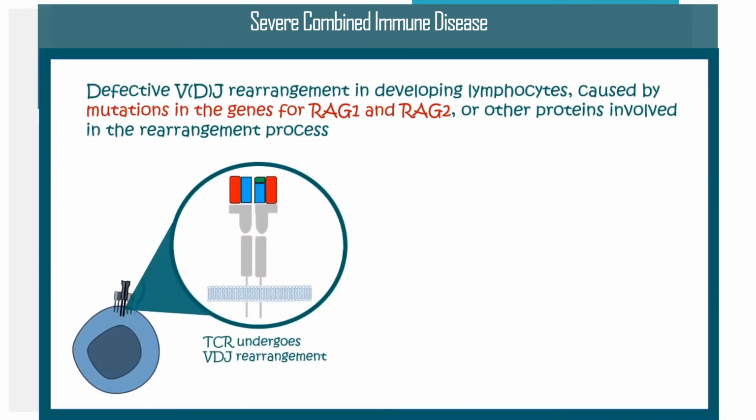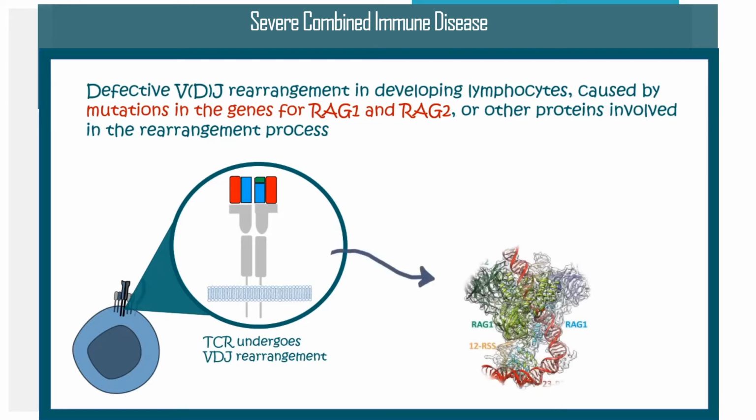Secondly, defective VDJ rearrangement in developing lymphocytes, caused by mutations in the genes for RAG1 and RAG2, or other proteins involved in the rearrangement process. Defective VDJ recombination was found to be a cause of SCID. VDJ recombination occurs in the TCR gene, and there is one particular enzyme which is a product of RAG1, or recombination activating gene. These RAG1 and RAG2 recombinases are crucial for VDJ recombination, but in many cases it has been seen that the RAG1 or RAG2 genes are mutated. As a result, VDJ recombination does not happen, and the T cell receptors lack diversity. That is another cause of SCID.